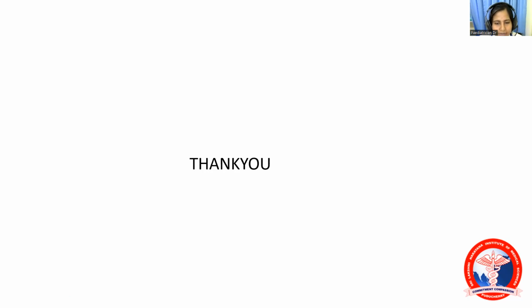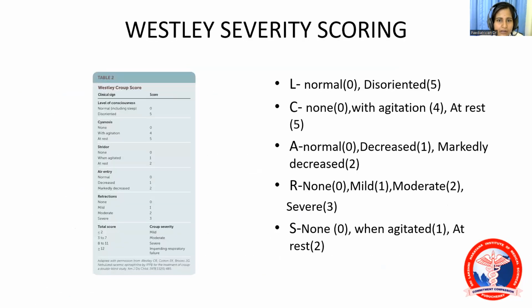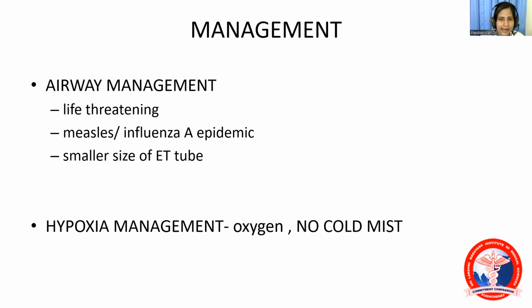The child will present with a brassy cough, barking cough, stridor, hoarseness of voice, may or may not with respiratory distress. And you have scoring systems in croup, that is the Westley scoring system and the CPRT scoring system. The mnemonic is LCARS: level of consciousness, cyanosis, air entry, retraction, stridor. You need to take a total score, and according to the total score, you will classify the croup severity. Then you will manage the child.